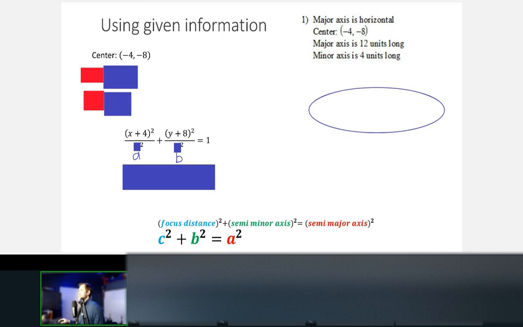We also know the major axis is 12 units long and the minor is 4 units long. So how does that help us? Rachel says 12 equals 2a. So then what does a equal? So then a is 6. Yeah.